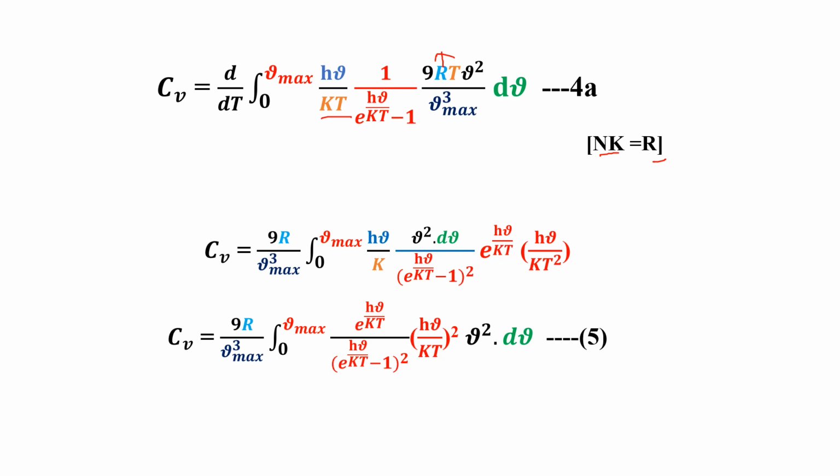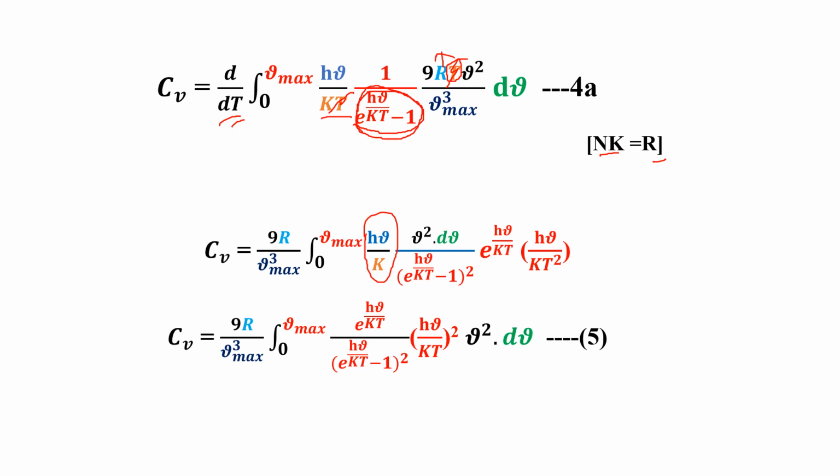And next, on the next step, I have differentiated it. Here you can see in equation 4a, there is t in the denominator and t in the numerator also. Both the t's get cancelled. So here it will be h nu by k. Next, you have to differentiate all the other t terms in this equation, only the t term. So here you can see I have encircled this e power h nu by kt minus 1 in equation 4a. It is in the denominator. Now you have to differentiate it.